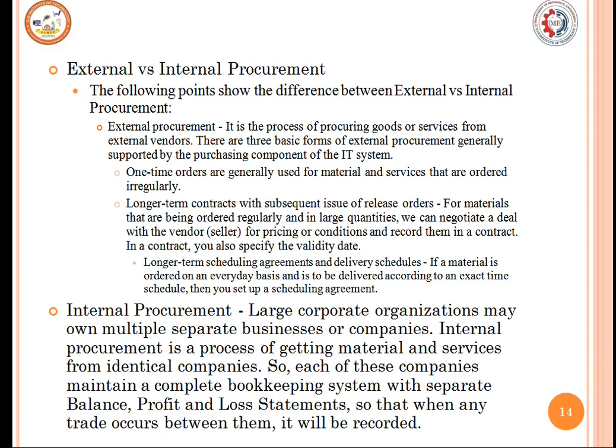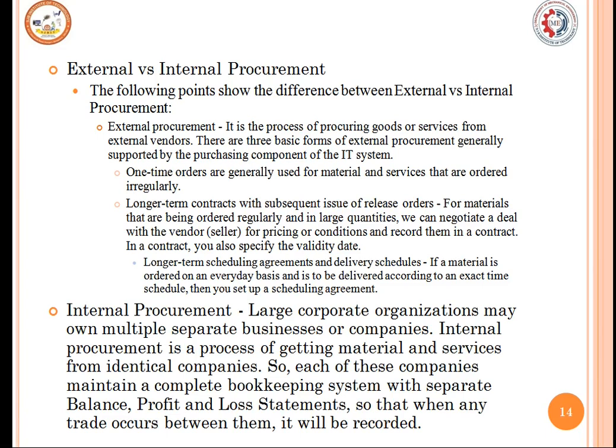So further discussing internal and external procurement. Internal procurement is for large corporate organizations. They may own multiple separate businesses or companies. So internal procurement is getting the materials and services for identical companies. If it is external procurement, it is procuring goods or services from an external vendor. There are three basic forms of external procurement supported by the purchasing component of the IT system.